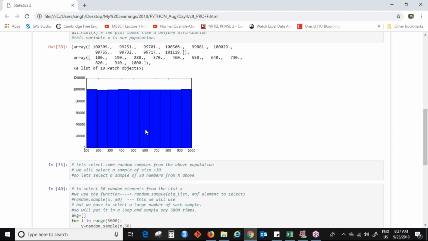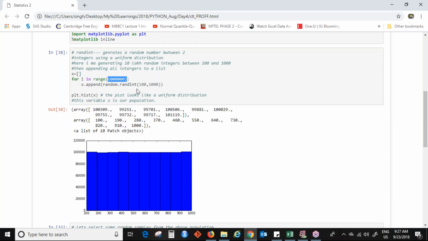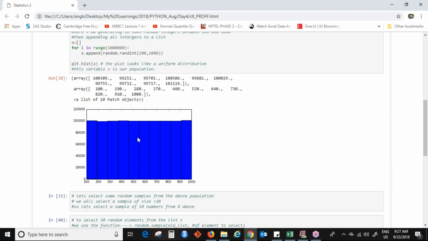You see, this is our population. Our population has 10 lakh random numbers. I've used the randint function from the random library. So this has 10 lakh random numbers taken from a uniform distribution. So this is your population. Your population is a uniform distribution.